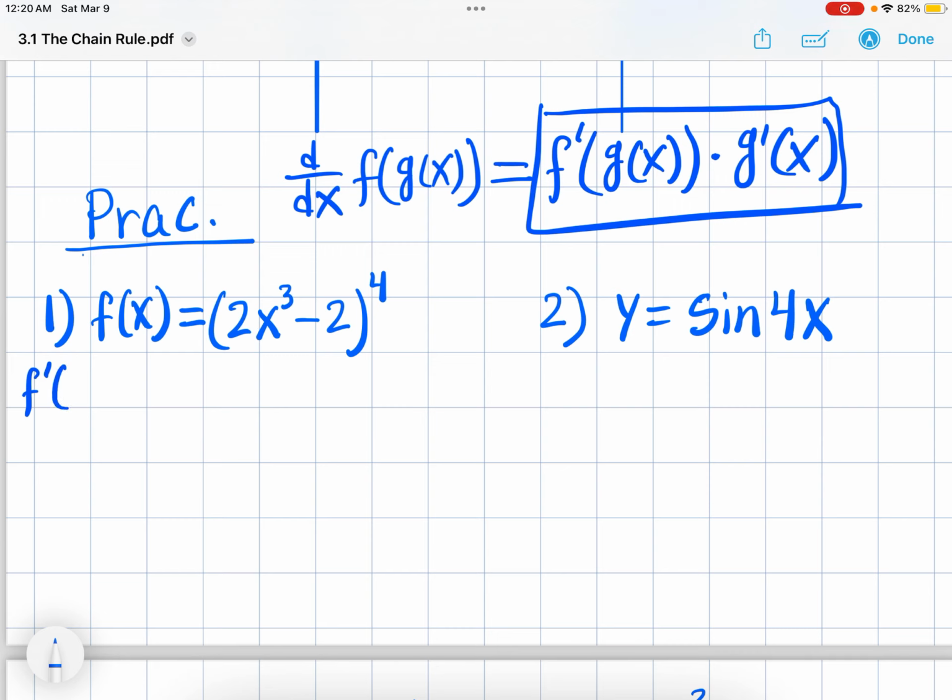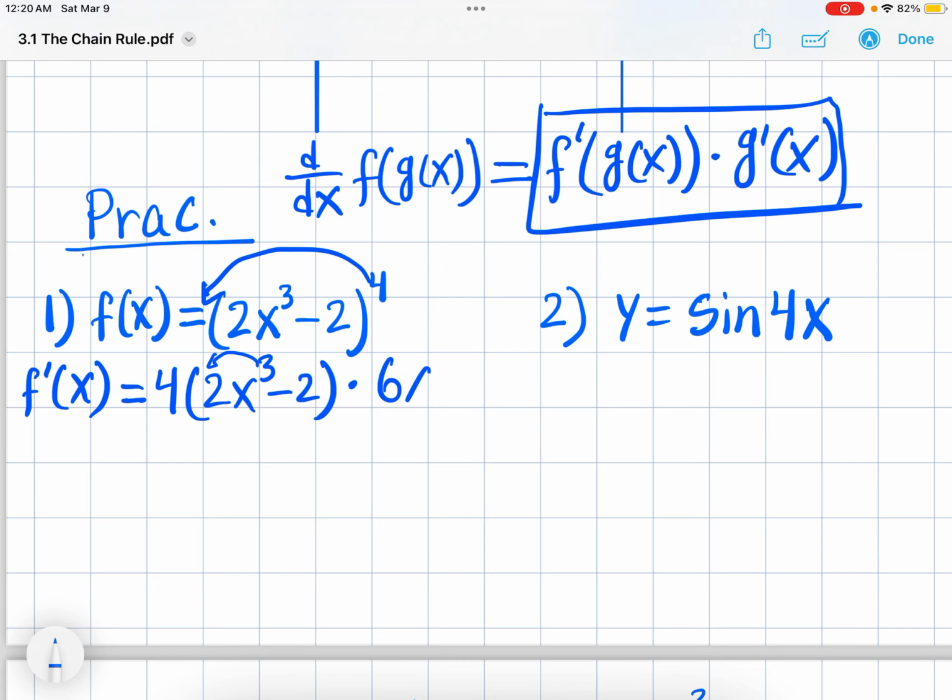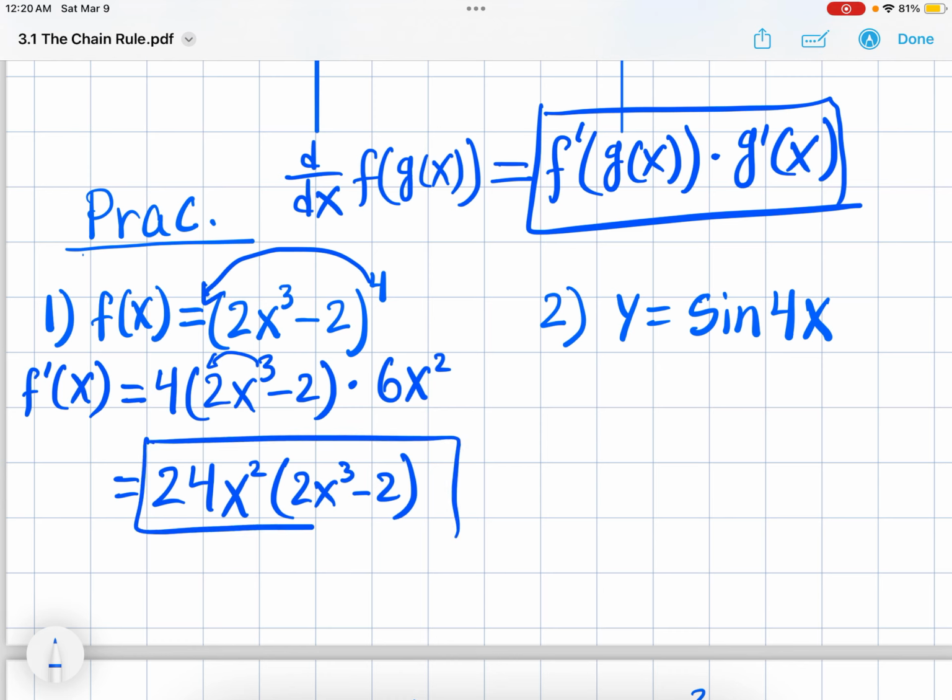We're looking for f prime of x, which is equal to, we can use the power rule over here, 4 times 2x cubed minus 2. So I keep the inside. Now I'm going to do the derivative of this inside, which is 6x squared, which is equal to 24x squared times 2x cubed minus 2. This would be the final answer.